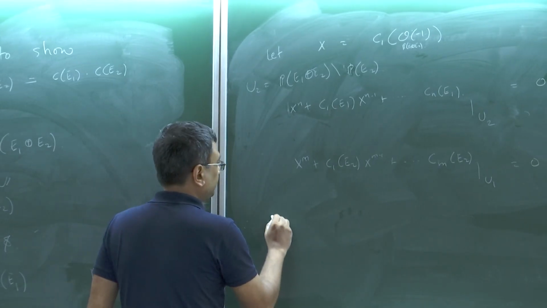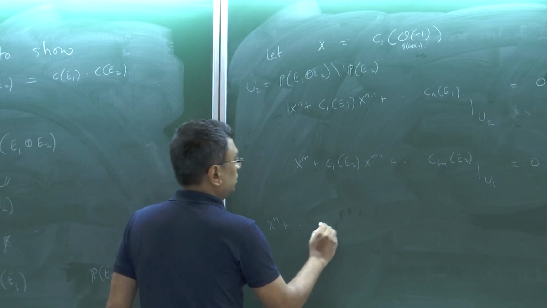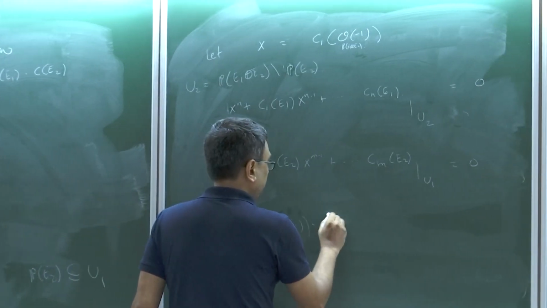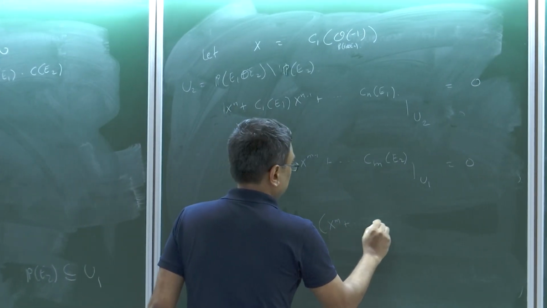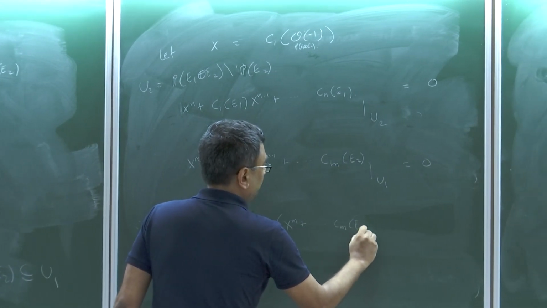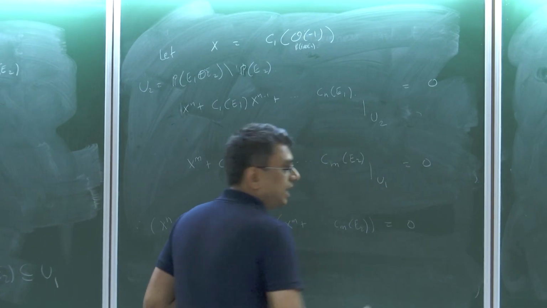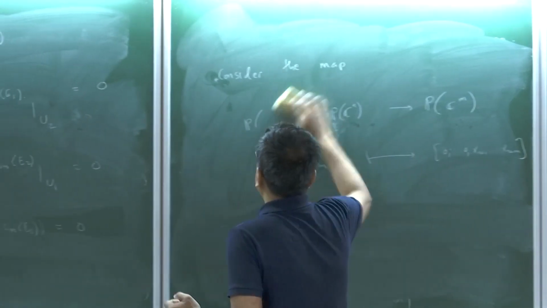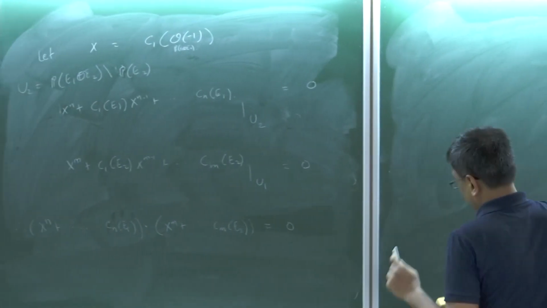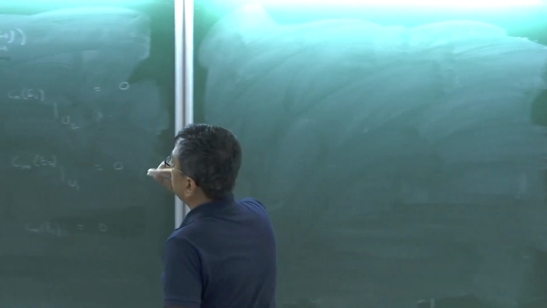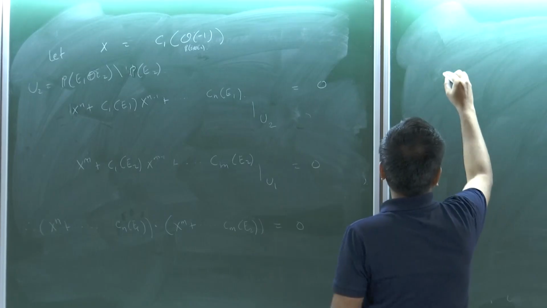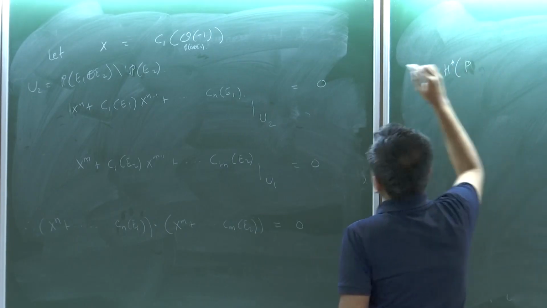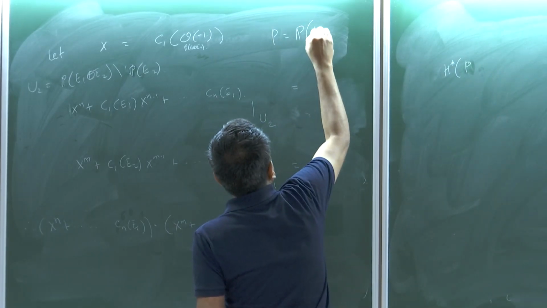So therefore x to the power n plus dot dot dot Cn of E1, times x to the power m plus dot dot dot Cm of E2, is 0. That is the claim. And the way to see this is using relative homology. So this restricted to U2 is 0, therefore this lifts. So there is a map from H star of, let me use just the symbol P for P of E1 direct sum E2.